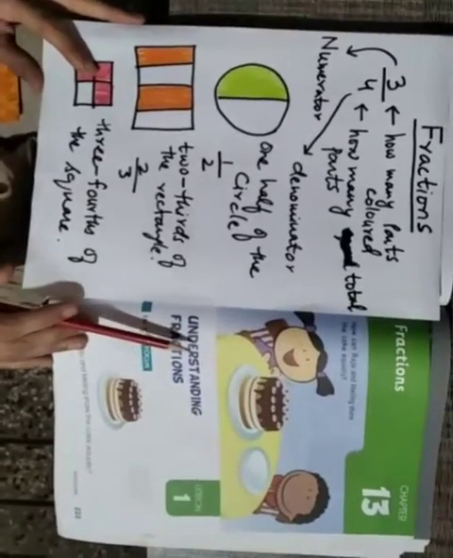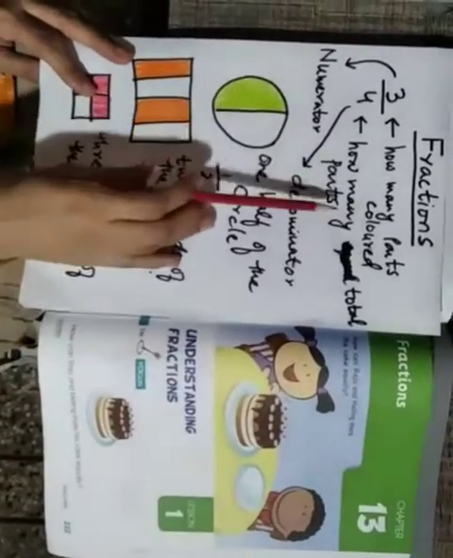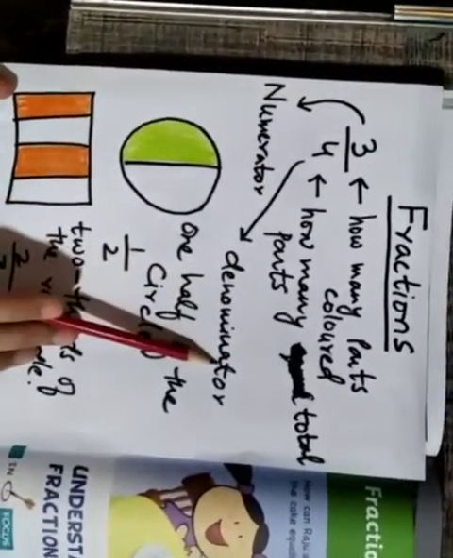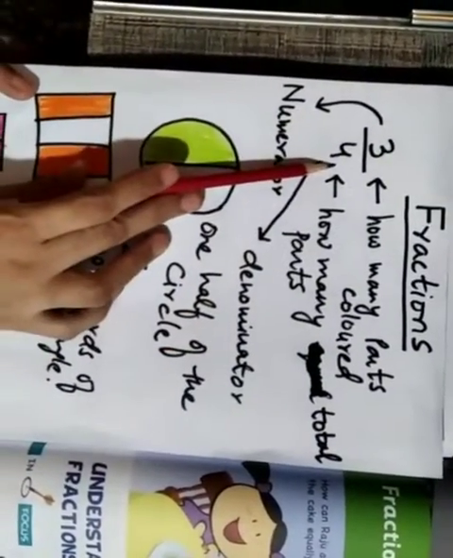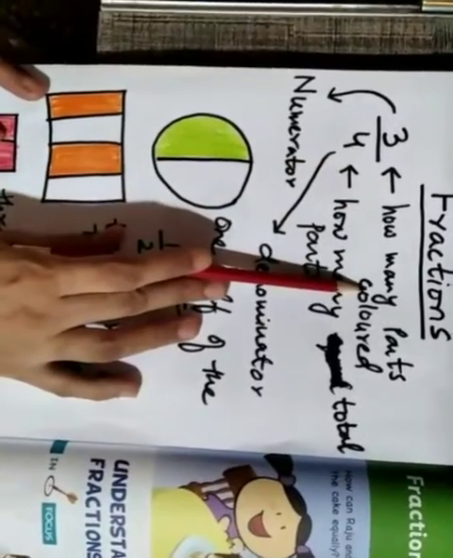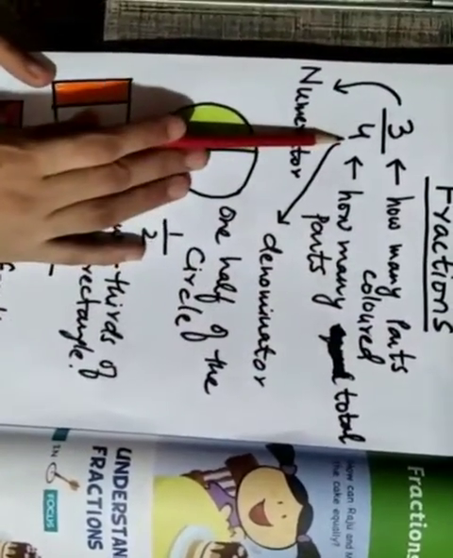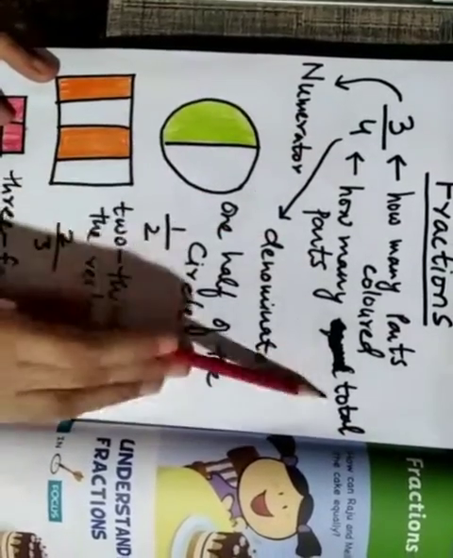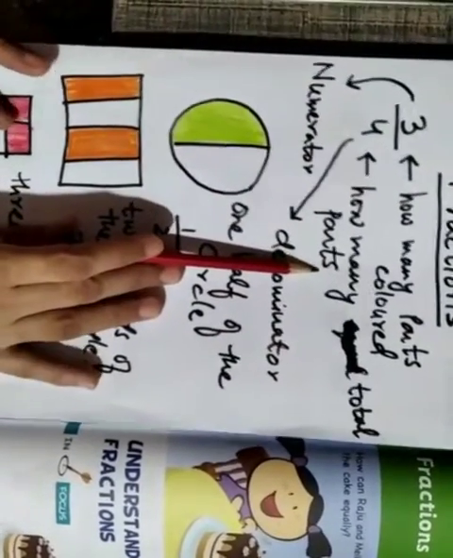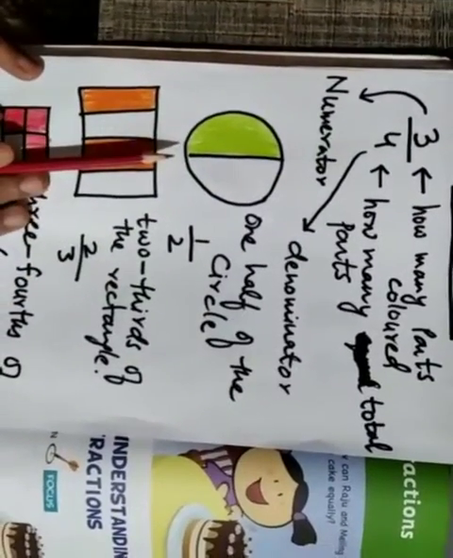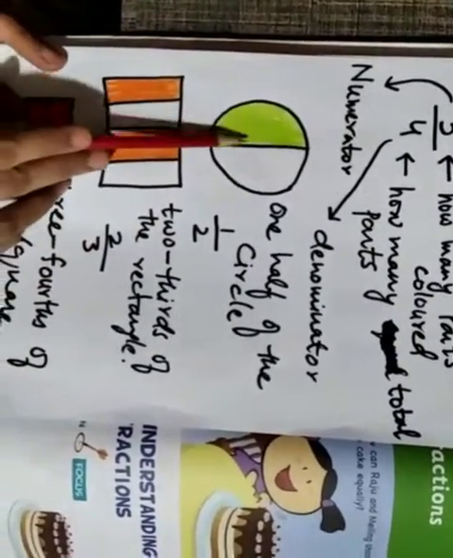What is the fraction? Actually, fraction has two parts. The upper one is numerator and the downward term is denominator. The upper part is showing you how many colored parts there are in a fraction, and the denominator tells how many total number of parts there are in any figure which is converted into equal parts. Alright, this is the first shape I have just given to you.